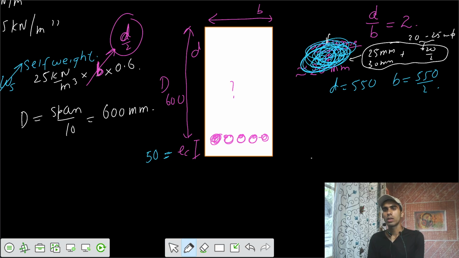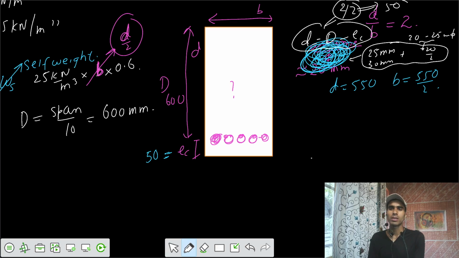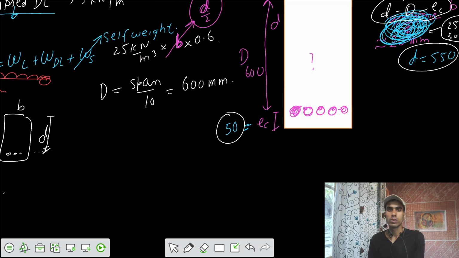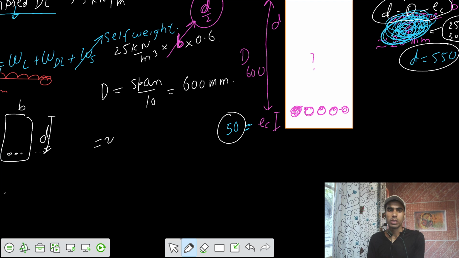Then total d minus effective cover would be small d. Let's say you got some value of 42, so I would take 50. It doesn't matter because we are starting the design, so we can take any general value. Let's say effective cover is 50 and small d was 550, and I can now calculate the dead load. So dead load would be 25 into, what was that value of d?